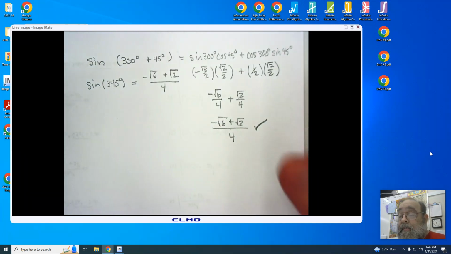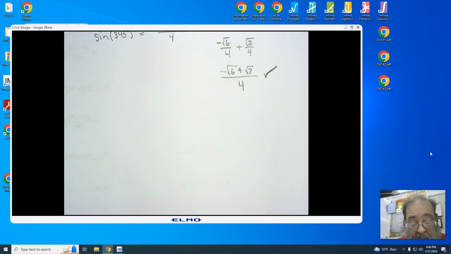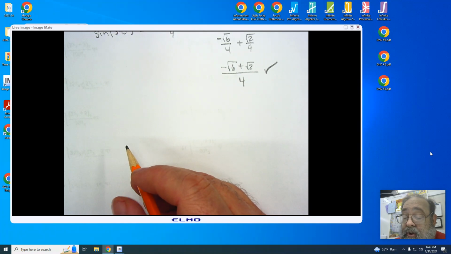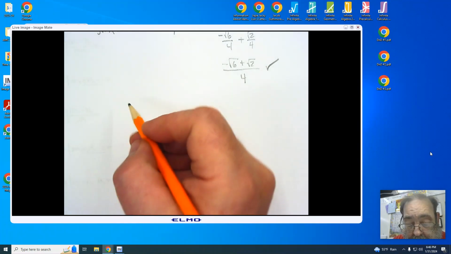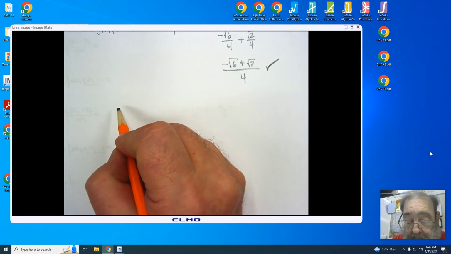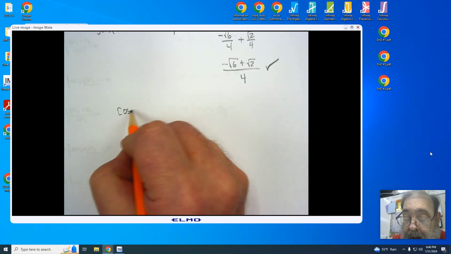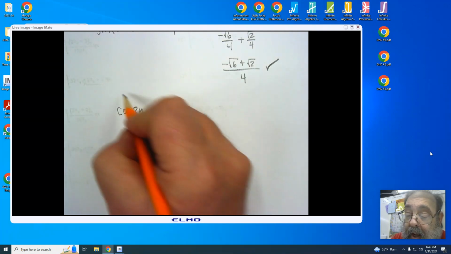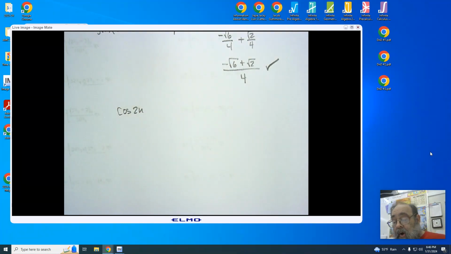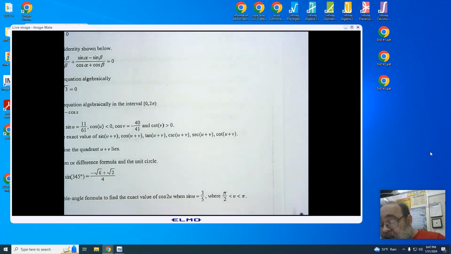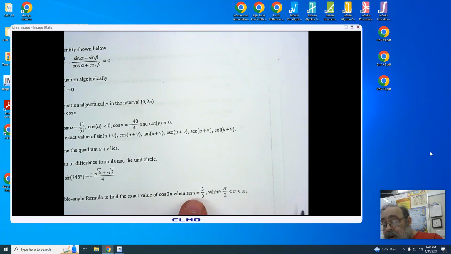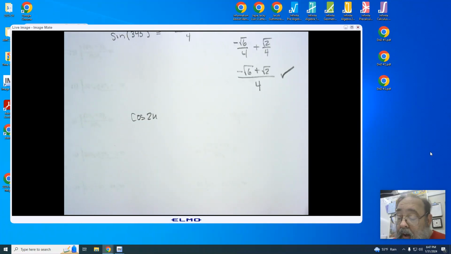The last problem that we have is a double angle formula, and I have asked that you learn these formulas as well. So if I'm looking at the exact value for the cosine of 2u, I am given that the sine of u is 3/5, and it is in the second quadrant. I want to draw that reference angle very quickly.